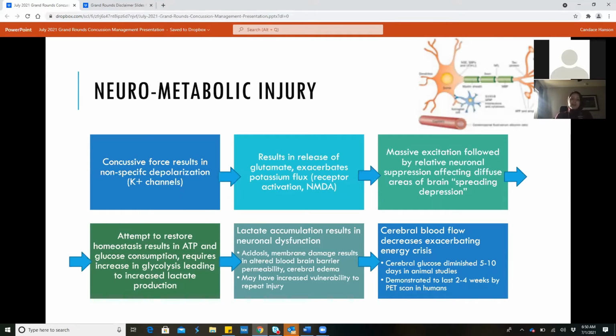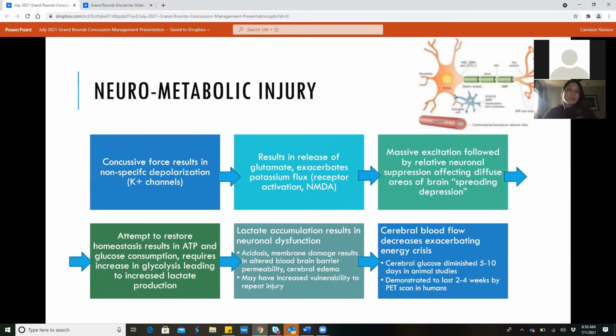So really quickly on the neurometabolic injury of concussion, this is super complicated and I'm not going to pretend that I can explain it really well. So this is the super small basics. Concussive force results in nonspecific and very fast depolarization through potassium channels. This results in a release of glutamate, which is definitely one of the markers that we've seen that we can test for in concussion, but we again have no specific test that's definitive at this time. The release of glutamate exacerbates the potassium flux through receptor activation, including NMDA receptors. And this massive excitation is followed by relative neuronal suppression, which affects diffuse areas of the brain, which is why we can see symptoms across many different aspects of neurologic function. This is termed spreading depression.